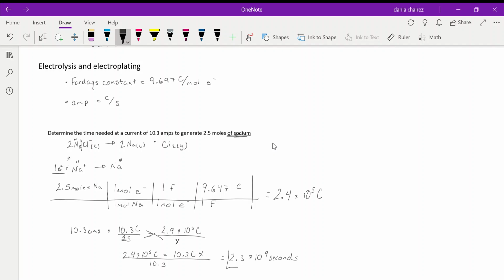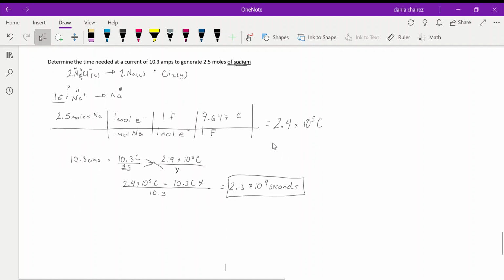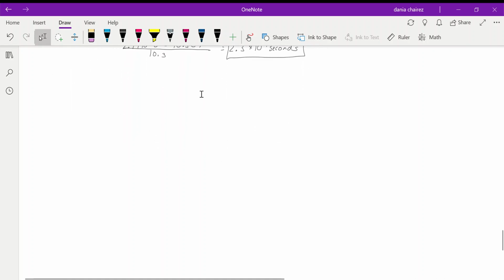And that's how long it takes for this particular problem to generate 2.5 moles of sodium. So yeah, like I said, it's just a really long conversion, and we'll do another problem because I do get that these conversions are kind of long. And if you don't know how to do them, it gets funky.